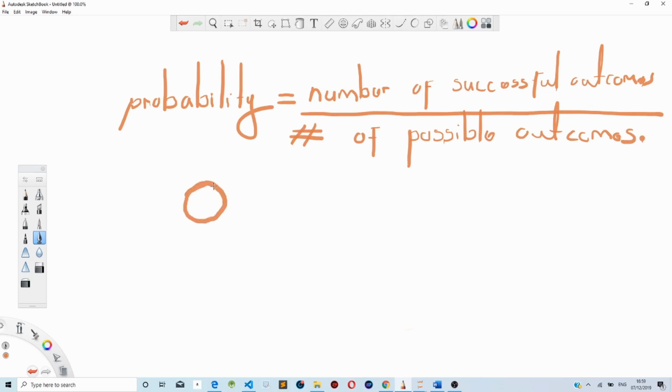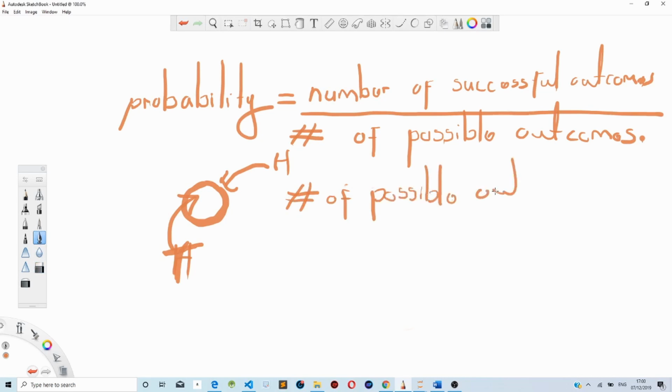So let's say we have a fair coin. One side of the coin is the head, and the other side of the coin is the tail. The number of possible outcomes in this case, there's a head and a tail. The number of possible outcomes in this case is 2, since we have a head and a tail.